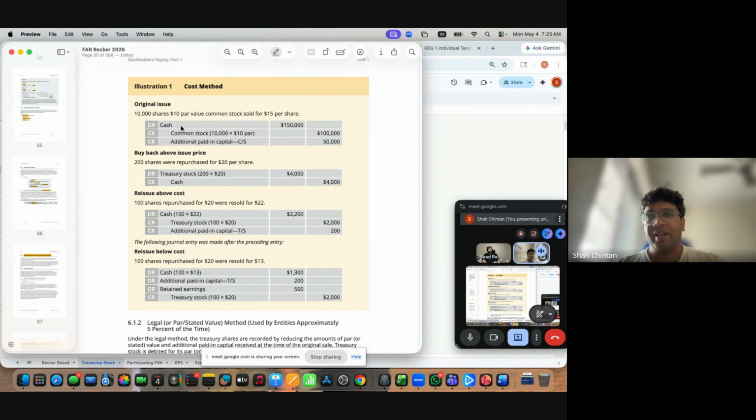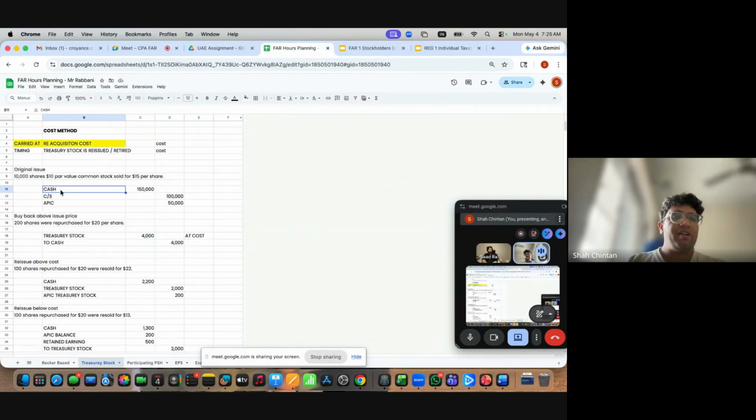So you have cash coming in. So 10,000 into 15, $150,000. Credit common stock at par. So common stock is 10,000 into 10, which becomes $100,000. The remaining $5 per share is your APIC common stock. So your entry is cash account debit, to common stock, to APIC paid-in capital common stock $50,000. We have the similar entry here. Cash account debit $150,000, to common stock $100,000, to APIC $50,000. So this is the entry for the original share. There is no concept of treasury stock started yet.